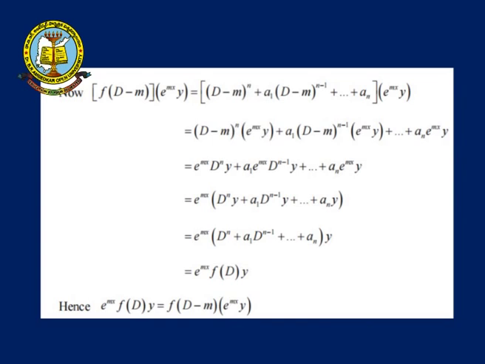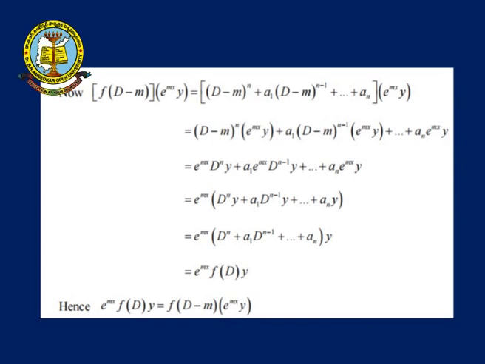Here, functional observation: if we consider f of (D minus m) into e to the power of mx into y, each term we should take for the separation. So (D minus m) to the power n into e to the power of mx into y, plus a1 into (D minus m) to the power n minus 1 into e to the power of mx into y, and so on, plus the last term an into e to the power of mx into y. The first term simplifies to e to the power of mx into D to the power n into y. The second term simplifies to a1 into D to the power n minus 1 into y into e to the power of mx, and so on, up to the last term an into e to the power of mx into y.